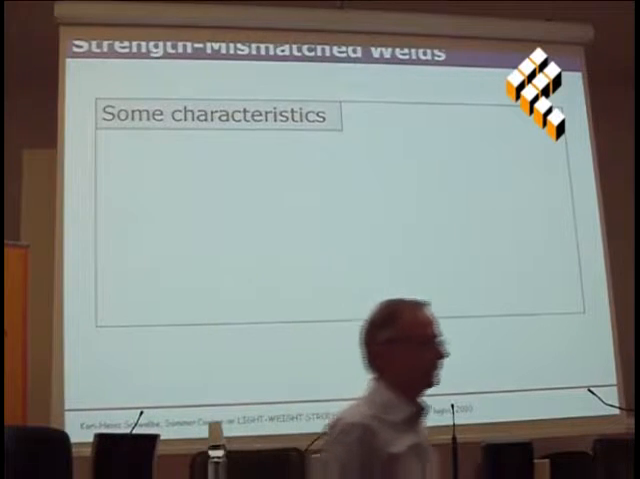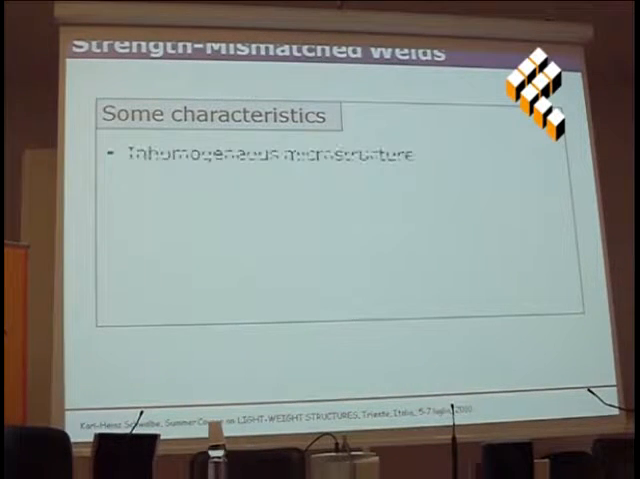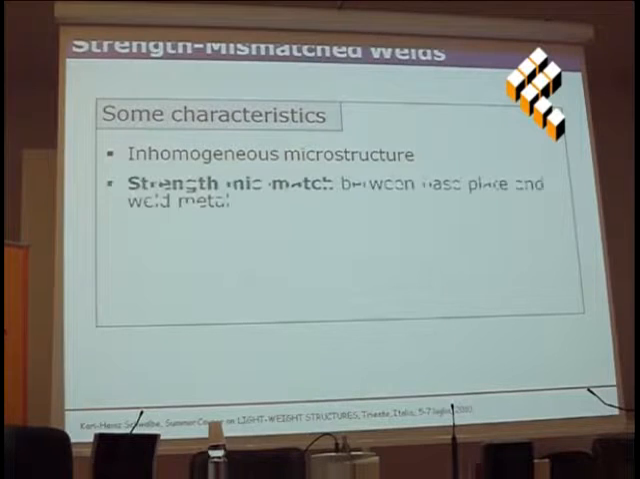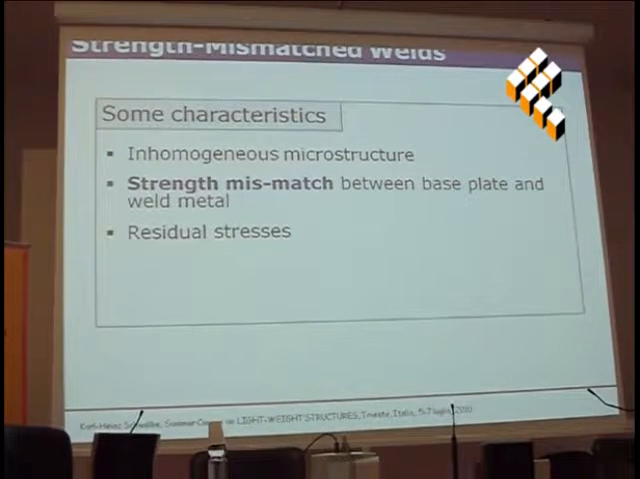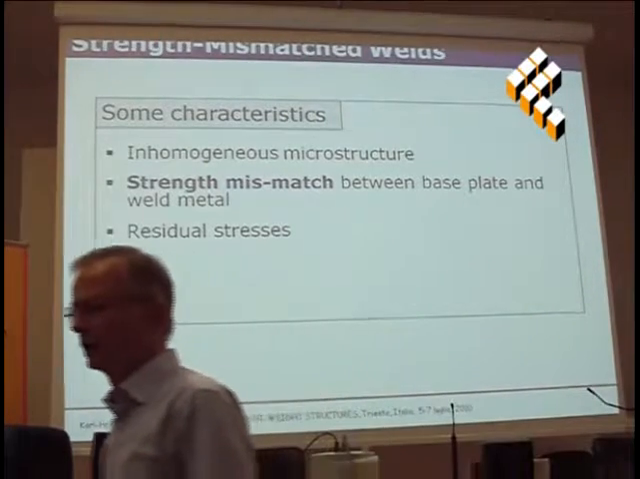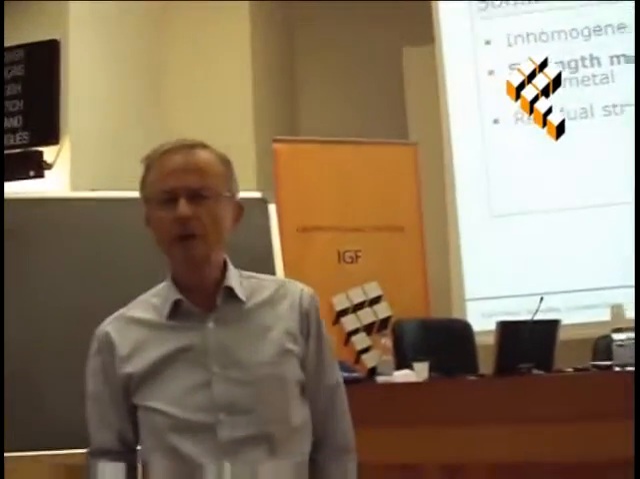Now, what is special with what I call strength mismatch welds? Number one, as everybody guesses, the microstructure is inhomogeneous, which is nothing new. Then we have, this is an important aspect, strength or heat strength mismatch between base plate and weld metal. This is the key point. And we have residual stresses, which we will ignore here, because what I'm presenting here is all in fully plastic conditions. And in fully plastic conditions, you can forget about residual stresses.